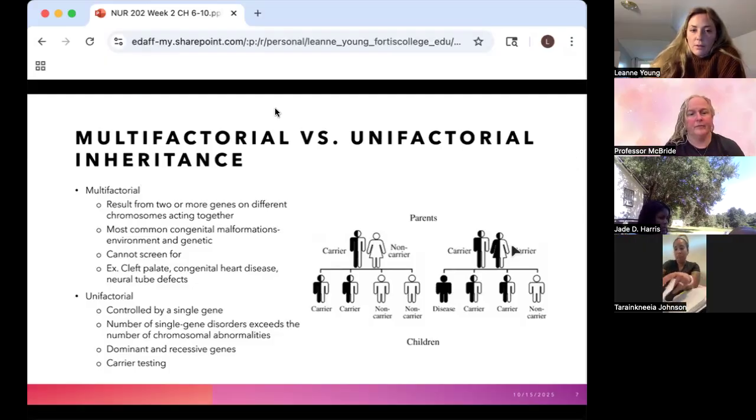So I have this little graph over here that shows you a carrier and a non-carrier, and the likelihood of their children being carriers or having the disease. This little graph is really helpful. There's a couple other charts and tables in the textbook that are a little bit more detailed as far as explaining the way that these genes and these conditions are passed from parent to child and who's most likely to be inheriting or being a carrier of something specific.